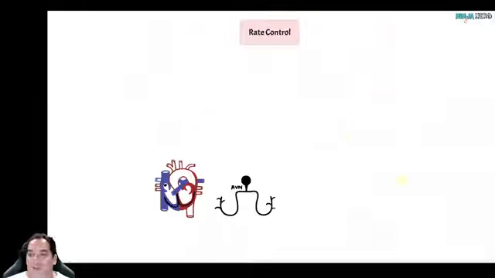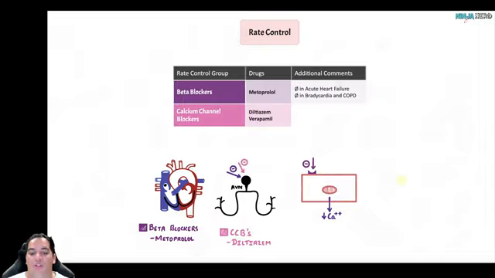The calcium channel blockers, this would be things like verapamil, diltiazem. These are also beneficial, and these are generally going to shut down the AV node and block calcium entry as well. But again, avoid these in decompensated heart failure and avoid these in bradycardia.